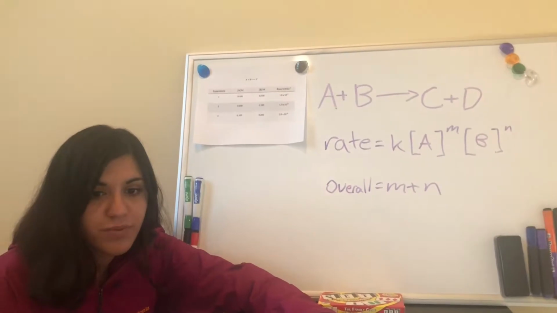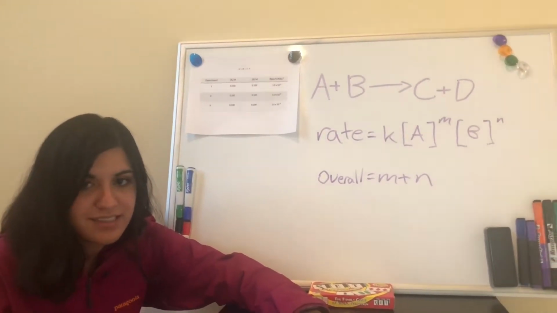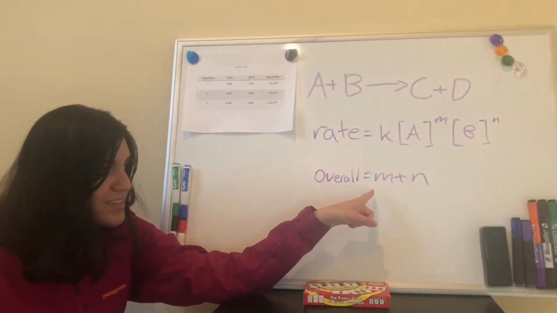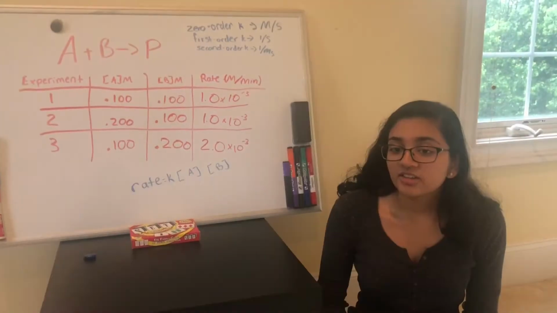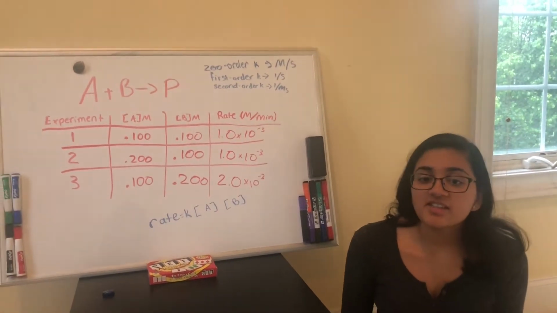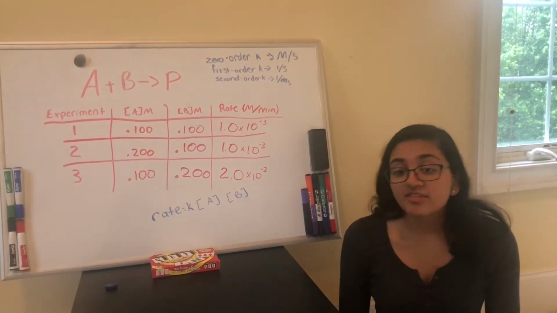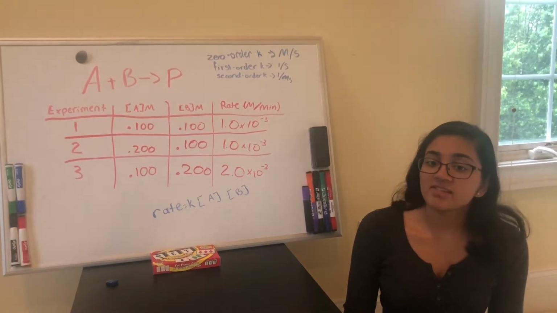So to find the overall order of the reaction, you add the exponents for all of the orders of the reactants. So the overall order is equal to m plus n for this reaction. If the reaction is zero order, the unit of k is molarity per second. For first order reactions, the unit of k is 1 over seconds, and for second order reactions, the unit of k is 1 over molarity times seconds.